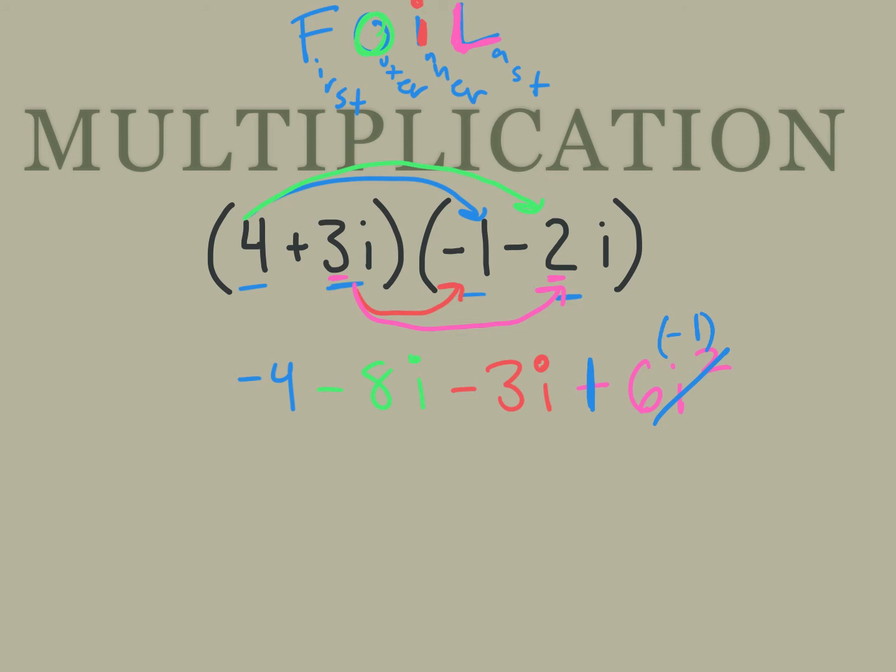And we got rid of the i squared, so the i squared's not there anymore. So now, is 6 a real number or an imaginary number? It's a real number now because it doesn't have an i, because we got rid of it. So now let's combine our real numbers. So we have negative 4 plus 6. That'll be 2. And then combine our imaginary numbers. So what's negative 8i minus 3i? Negative 11i. And that's our answer.